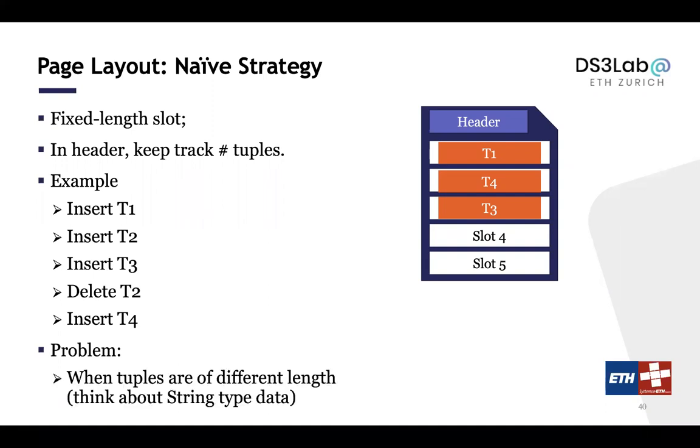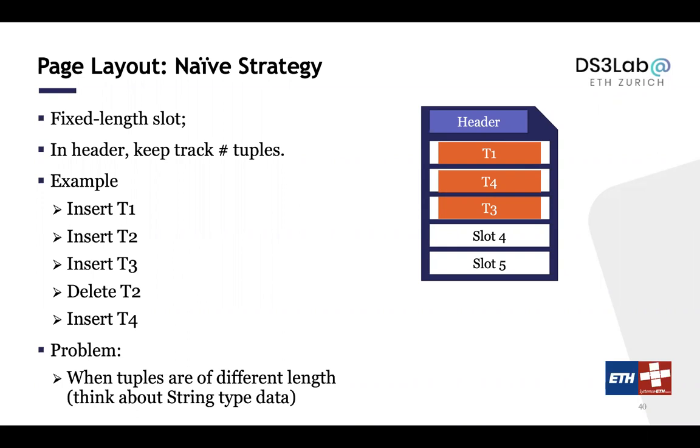What's the problem here? The problem is that it cannot really support the case where tuples are of different length. For example, if your relation has one attribute of string type, then every single tuple might have a different size. Some of them are shorter, some of them are longer.